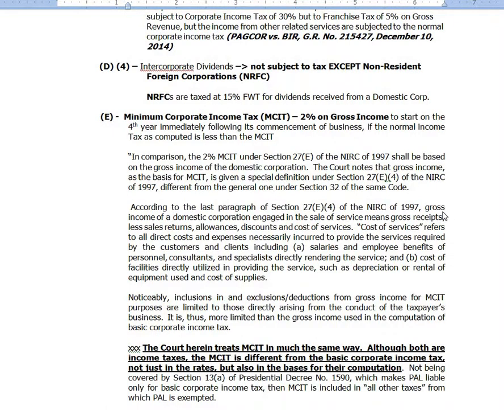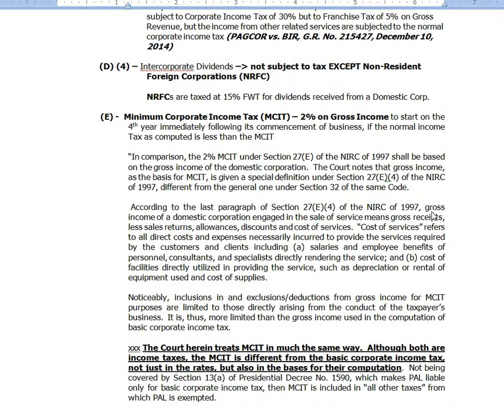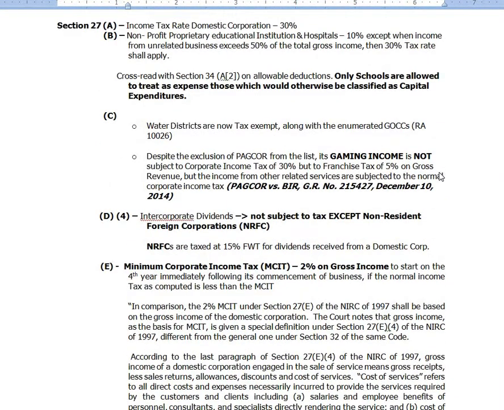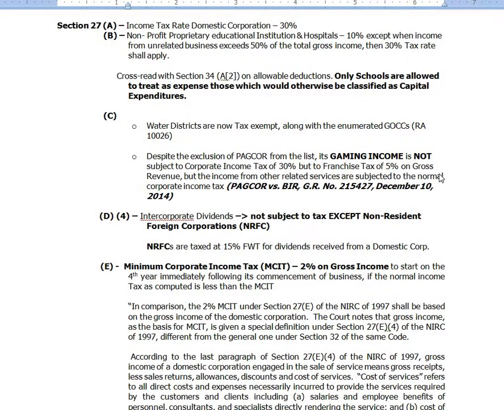Okay, so previously we discussed Section 27. Now we'll discuss, it's still part of Section 27, the Minimum Corporate Income Tax, or the MCIT. You remember, class, that domestic corporations are subjected to a 30% flat rate. But there is this provision in paragraph E that whenever they file an income tax return, they have to compare that with their minimum corporate income tax. That's 2% on gross income.